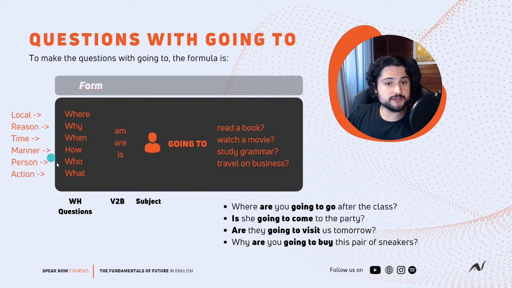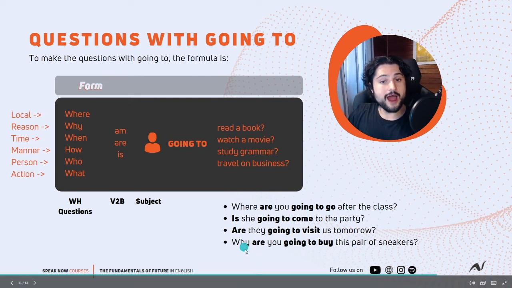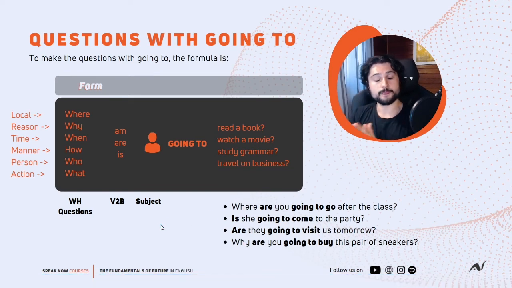So we use the double H questions before the verb to be, and then the subject, going to, the structure for future, and then the verb in base form. And then in the examples below we have, where are you going to go after the class? Why are you going to buy this pair of sneakers, for example? So this, guys, is how we can create questions with going to.